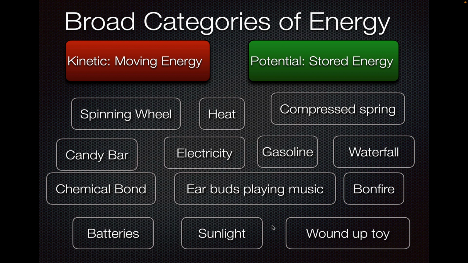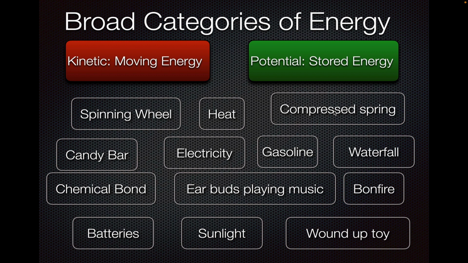If you take a look at these and we start to categorize them, maybe take a minute, pause the video, and try to say, okay, which one goes where? So like a spinning wheel. Well, it's spinning, so it's probably kinetic. It's moving, okay? A compressed spring, well, it's compressed, but it's not moving, so it's probably just storing energy. So as soon as you unleash that compression, it would become kinetic, okay? That kind of stuff.